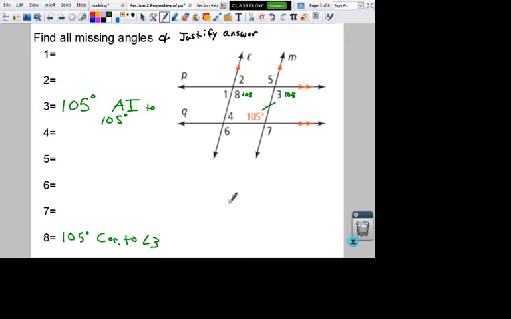He's got it. Let him answer. Is that supplementary or congruent? They are supplementary. And which ones were supplementary? What were those called?